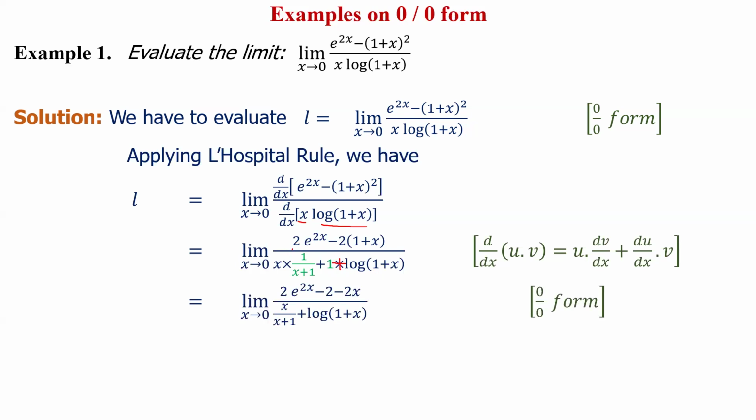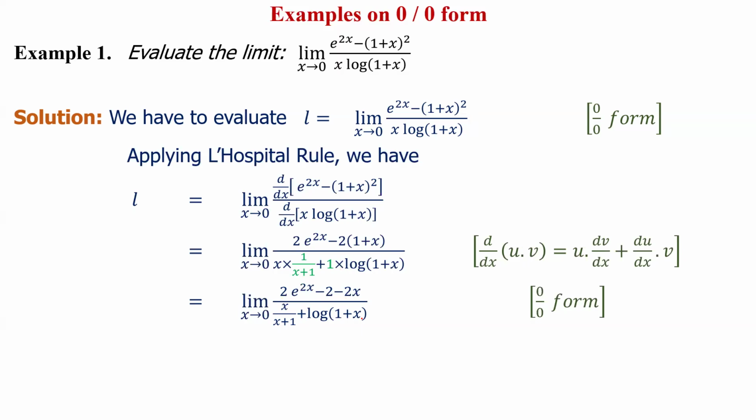Let us simplify it. 2e^(2x) minus, if we open the bracket, 2 minus 2x, whole divided by x upon (x + 1) plus log(1 + x). Now again, if we put the limit x equal to 0, e to the power 0 is 1, so 1 into 2 is 2, minus 2 is 0, and it is 2 times 0, which is 0. In the denominator, 0 by 1 is 0, and log 1 is again 0. So it is again 0 by 0 form.